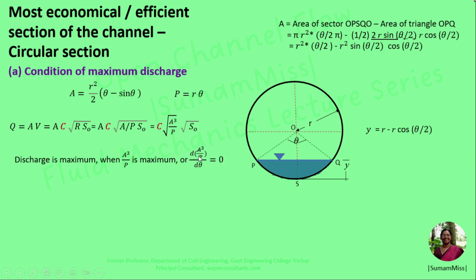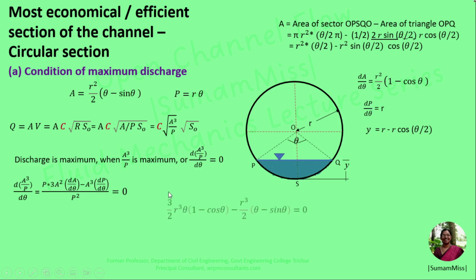If you differentiate this term with respect to theta, then it is P into 3A square into dA by d theta minus A cube into dP by d theta, divided by P square, equal to 0. So dA by d theta is equal to r square by 2 into 1 minus cos theta, and dP by d theta is equal to r. If you substitute this in this expression, then it becomes 3 by 2 r cube theta into 1 minus cos theta minus r cube by 2 into theta minus sin theta equal to 0.